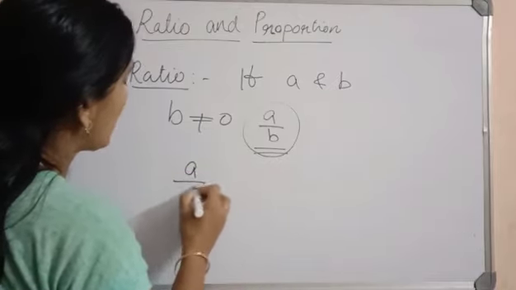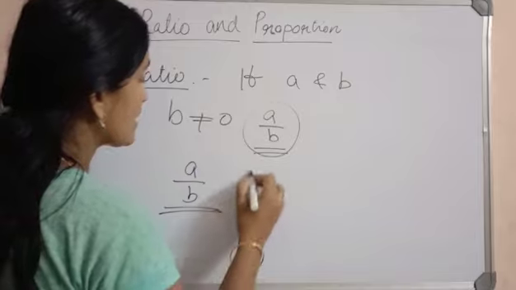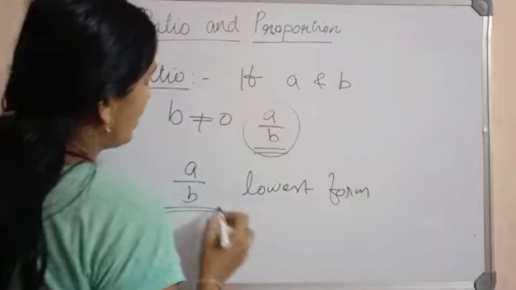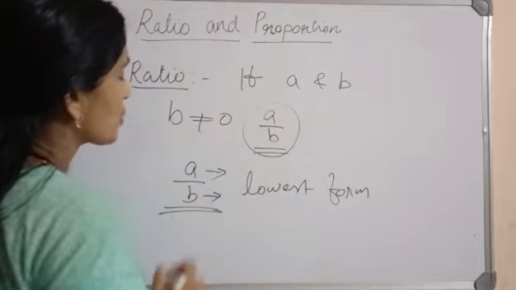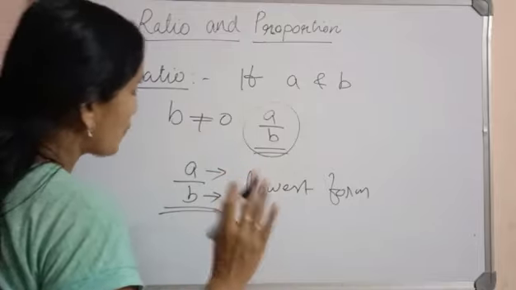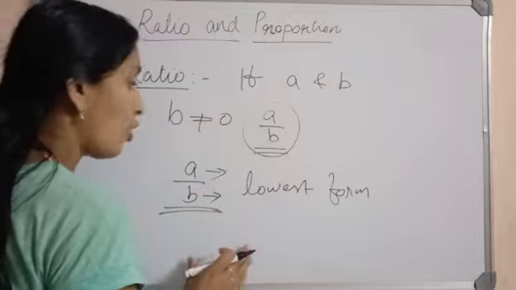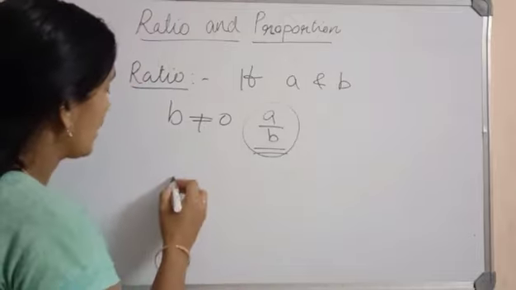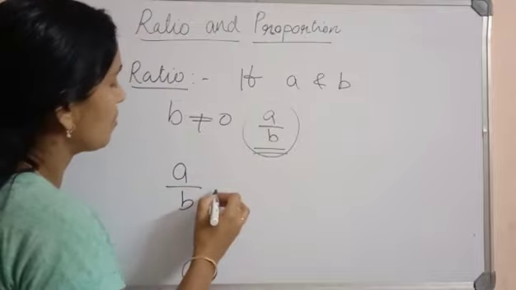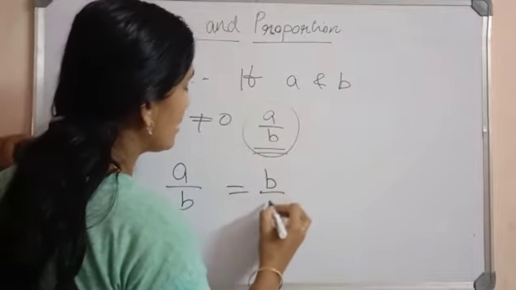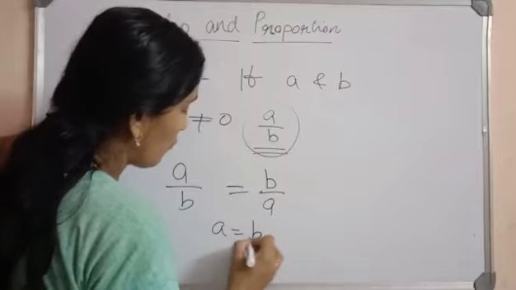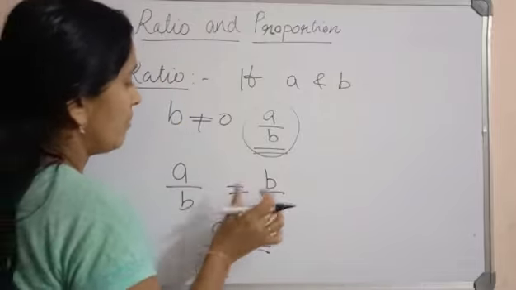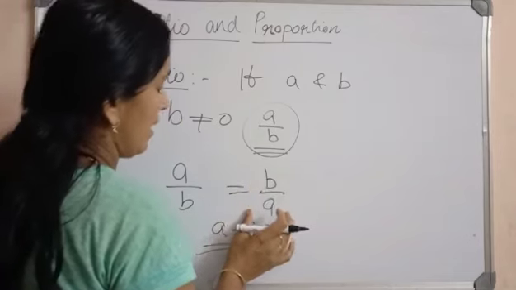The ratio A by B should always be expressed in its lowest form, and these two terms A as well as B should not have any common factor. That means A and B should be co-prime numbers. So in that way we have to write the ratio. The ratio A by B cannot be equal to B by A unless A is equal to B. If A and B are equal, then only the ratio A by B will be equal to B by A.